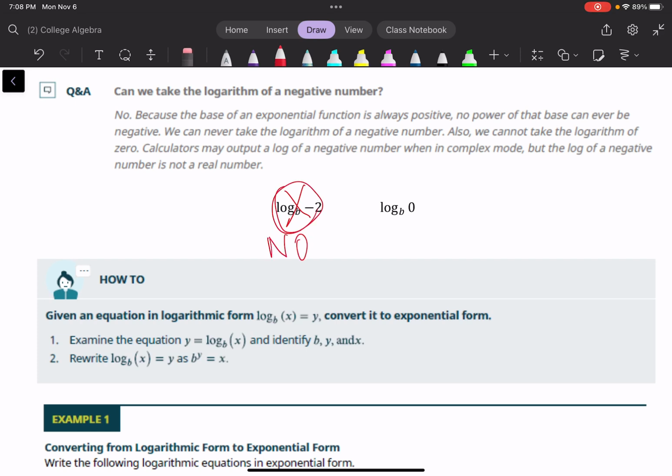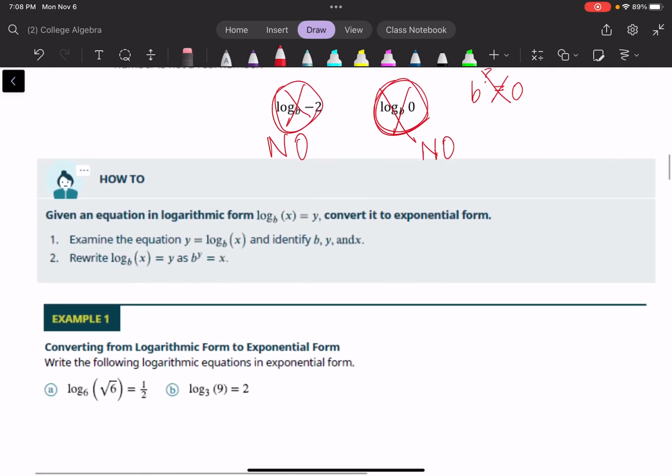You also cannot take the logarithm of 0, because there is no power of b that will ever equal 0. That's never going to happen, so we do not have any success trying to take the logarithm of 0 or the natural logarithm of 0. So just some side notes.